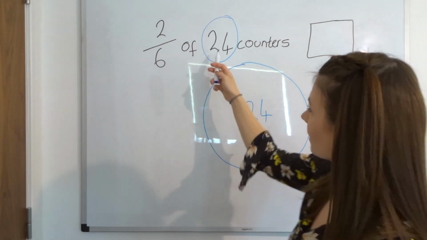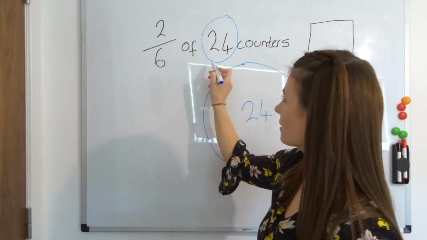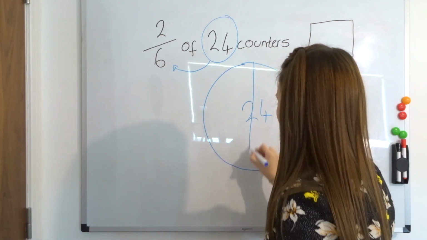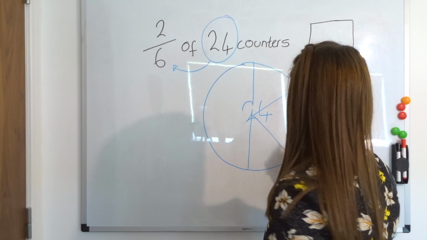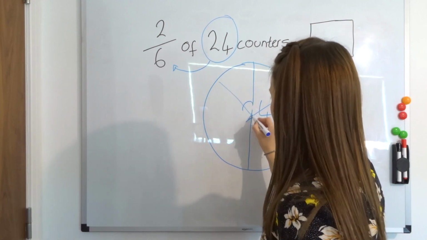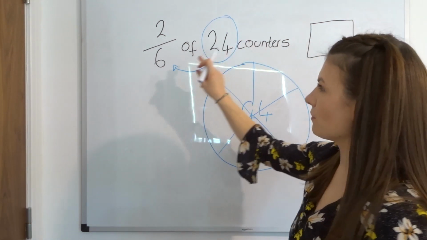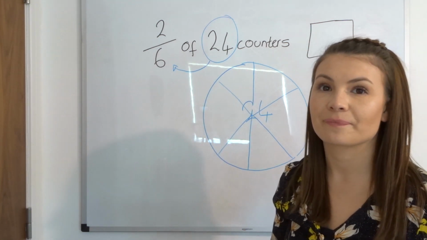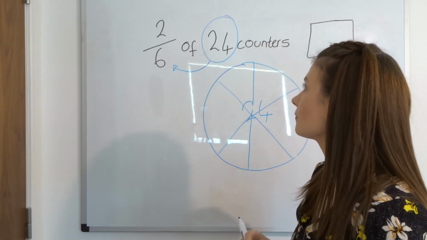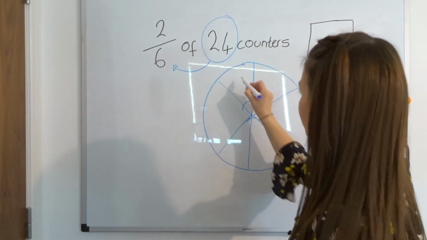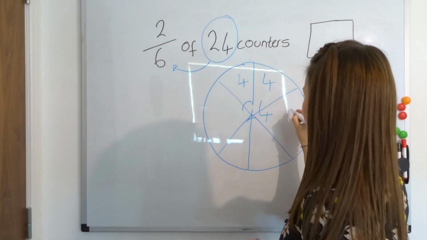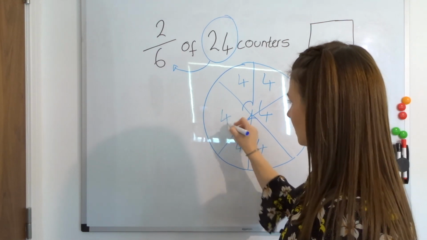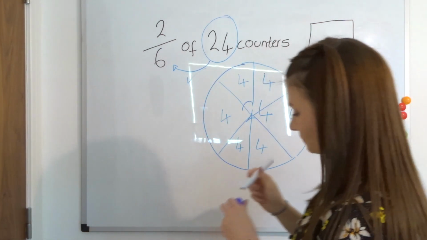Now I need to divide by the bottom, so 24 divided by the denominator, which is 6. So I need to split my circle up into 6 equal parts. Okay, so I've got 24 divided by 6, which is 4. Good, so 4 needs to go in each section. So 24 divided by 6 is 4. Fantastic. Done that bit, give that a tick.